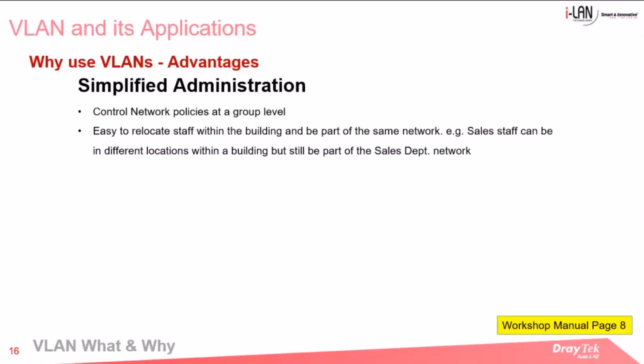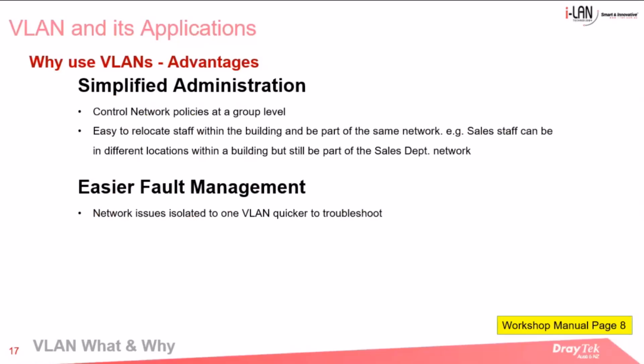VLANs help to make network administration much easier by logically grouping users into the same virtual network. It will be easy to control and set up your policy at a group level. So when a user is physically moving workstations, you can still keep them on the same network with different equipment. Troubleshooting network problems can be simpler and faster when different user groups are isolated from each other.